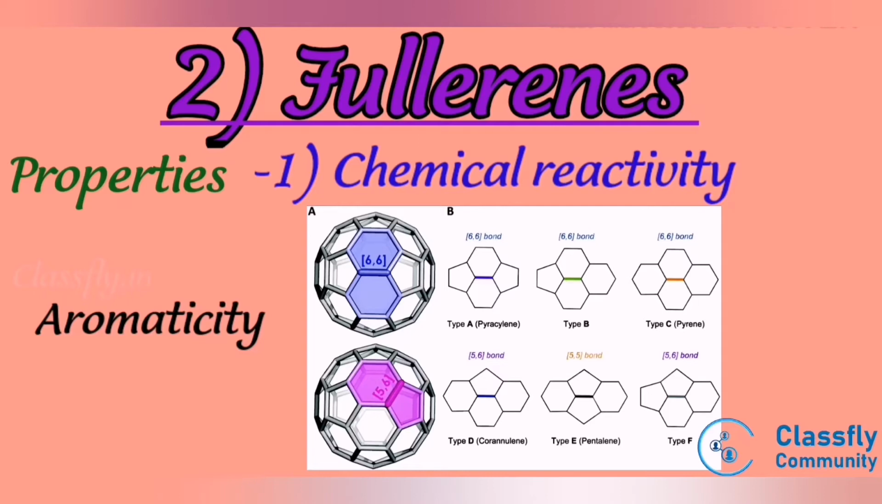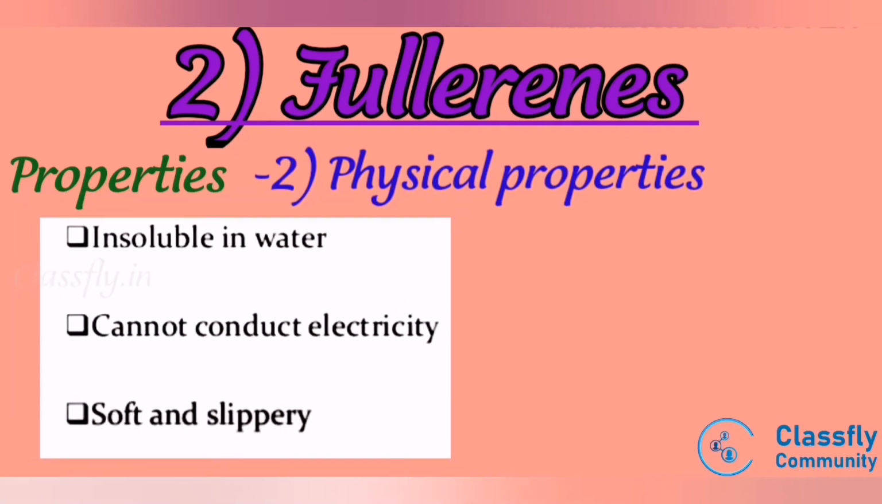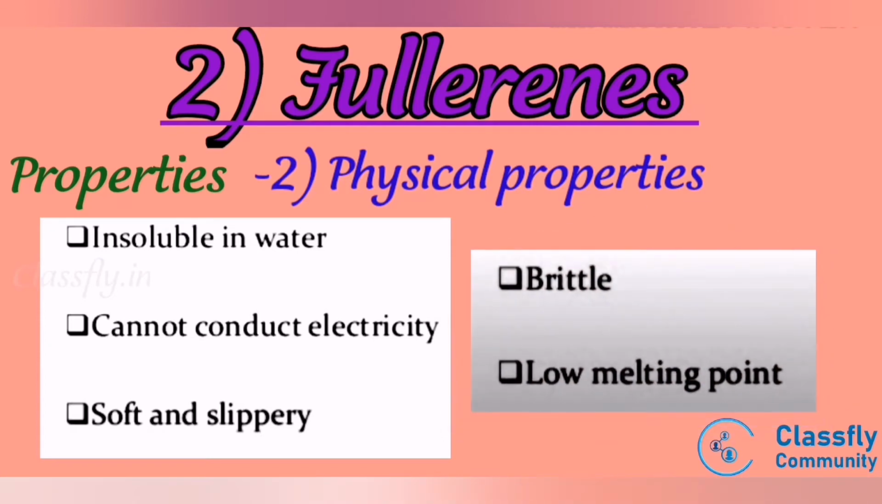In pure oxygen, C60 begins to sublimate at 350 degrees Celsius and ignites at 365 degrees Celsius. In air, it oxidizes rapidly to carbon monoxide and carbon dioxide. Physical properties. First one, insoluble in water. Second one, it cannot conduct electricity. Third one, soft and slippery. Fourth one, brittle. And last one, low melting point.